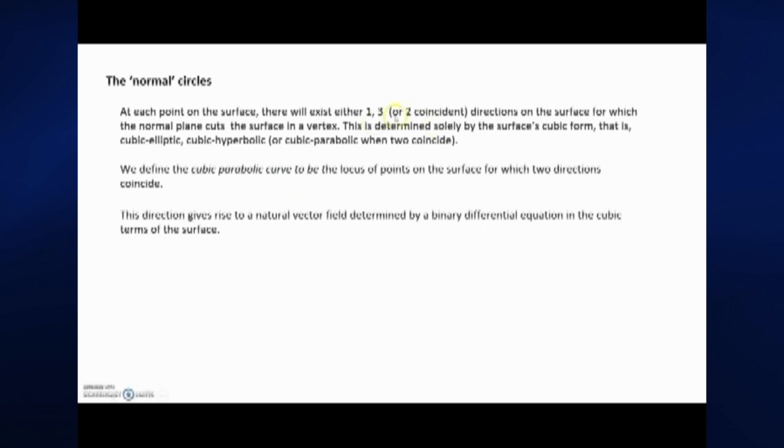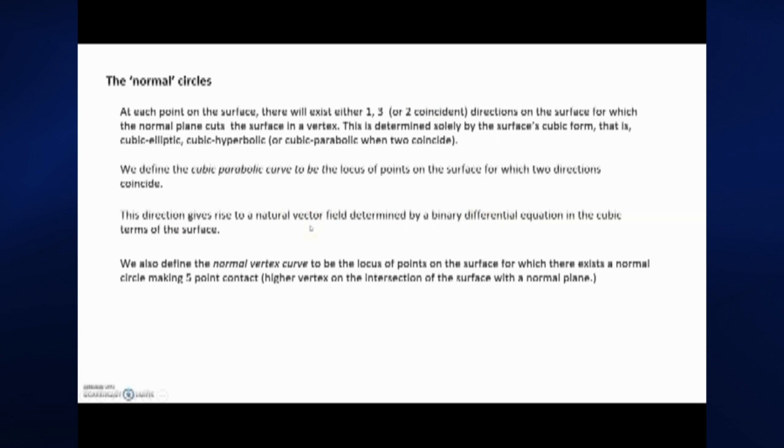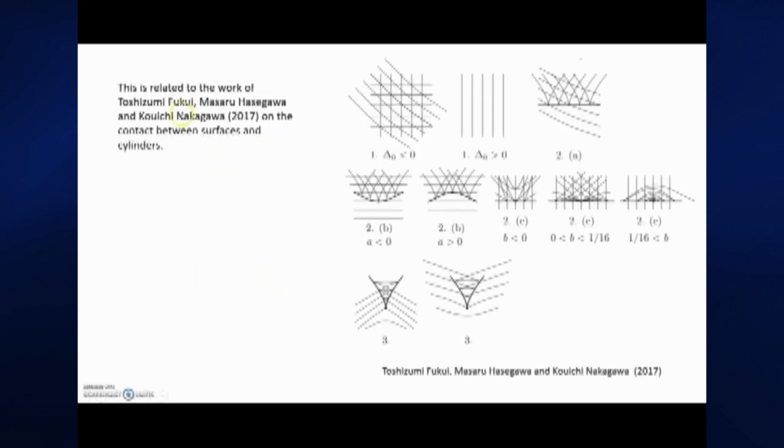And so these directions, either 1 or 3 or 2, give rise to a natural vector field determined by a binary differential equation in the cubic terms of the surface. Another invariant we define is the normal vertex curve. Now this is the locus of points on the surface for which there exists a normal circle making 5-point contact, or a higher vertex on the intersection of the surface and a normal plane. So this is akin to the vertex curve in the tangent plane. Now this work is related to the work of Fukui, Hasegawa, and Nakagawa on the contact between surfaces and cylinders.